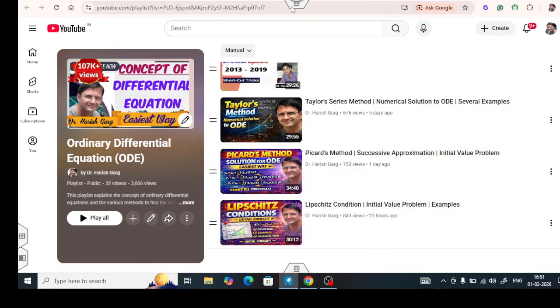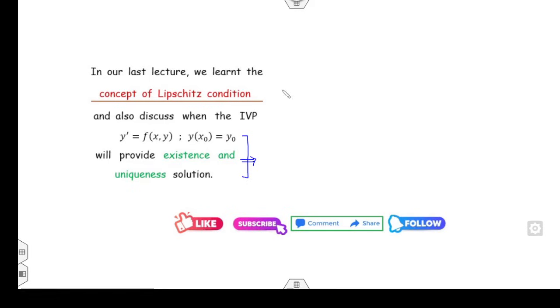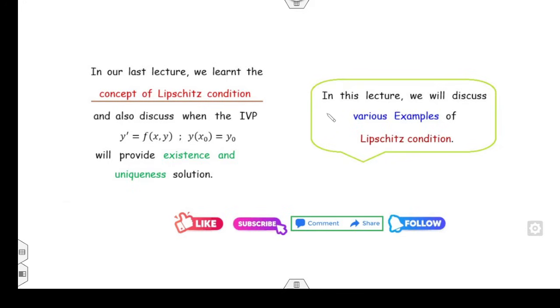I explained that lecture in great detail. I also explained the types of the Lipschitz condition, with examples, and I gave a simple trick with which you can check when the solution will have existence and uniqueness. Now in this lecture I will explain more than 20 examples which will help you to understand the concept of the Lipschitz conditions.